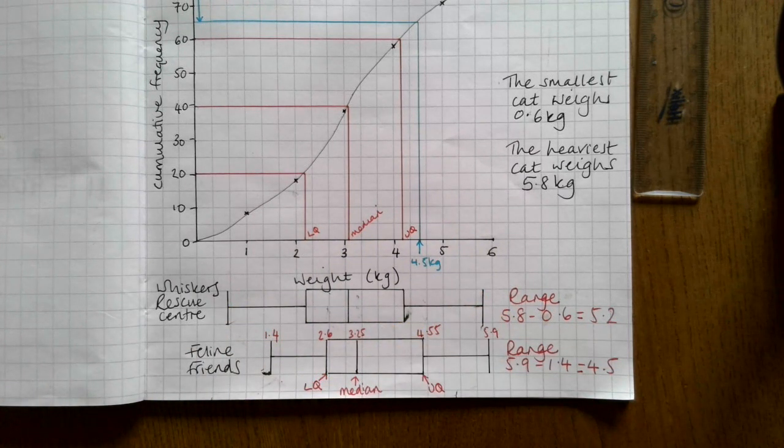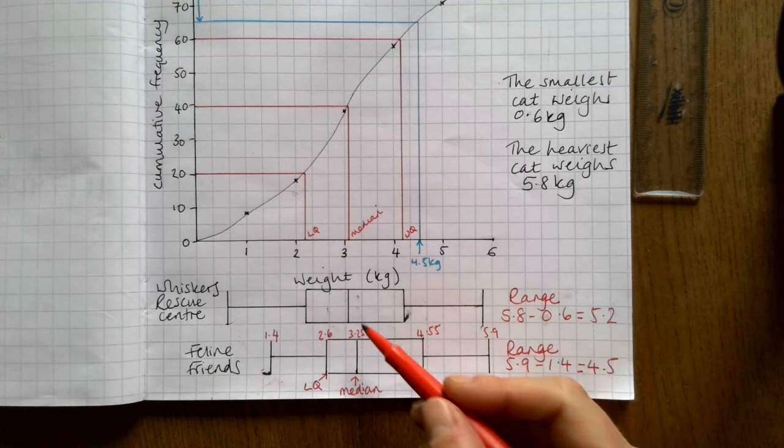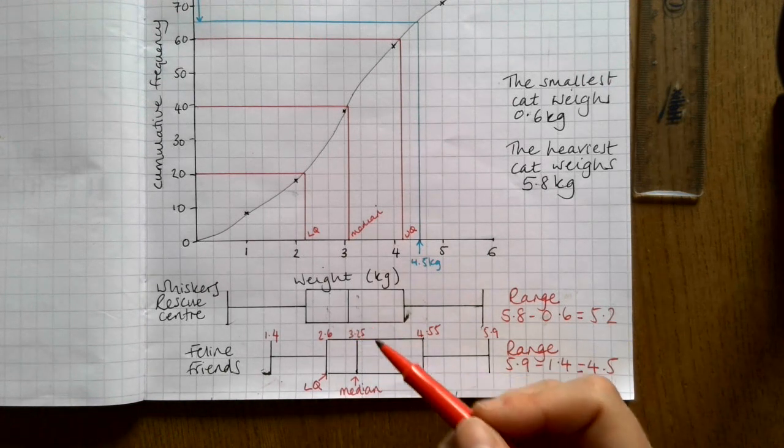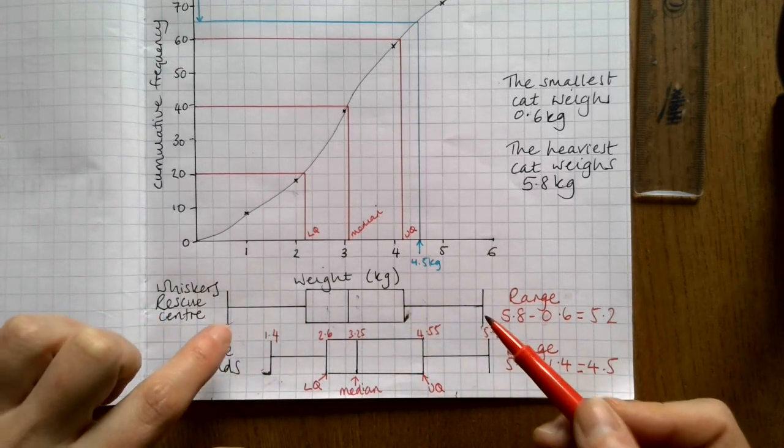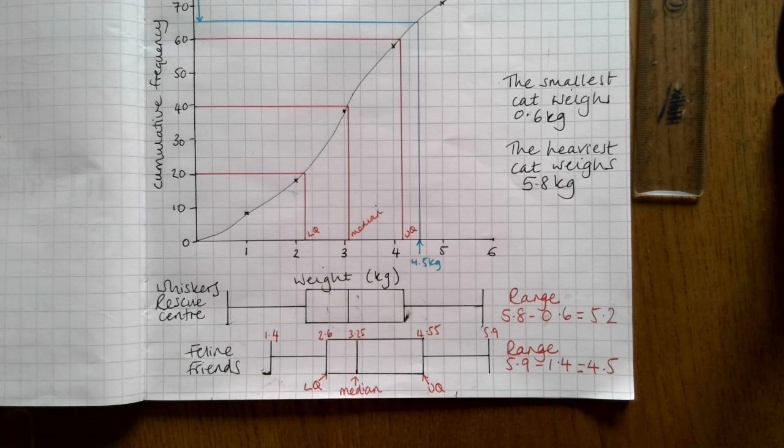So there's lots of different questions that they could ask you. It's good to comment on an average, so the median in this case, or a range, so the interquartile range, or the actual range when you're answering the questions.